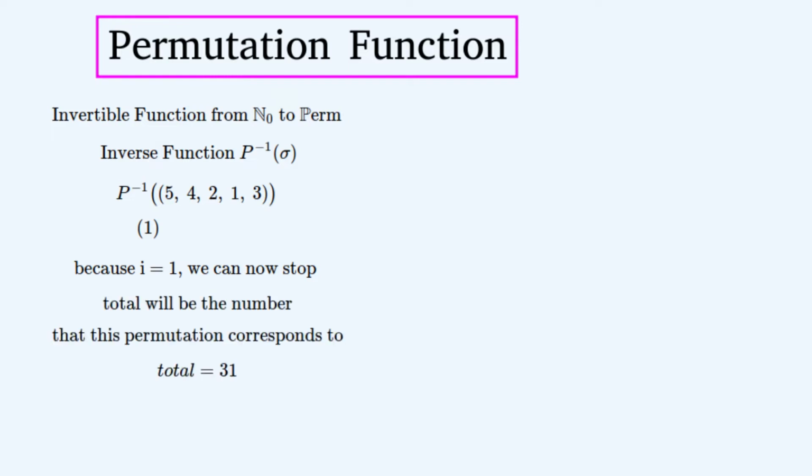The number corresponding to this permutation will be equal to total, and in this case is 31, so this function can return the number used to create this permutation by the first function. So this is an invertible function. I'll just write out this result more formally.